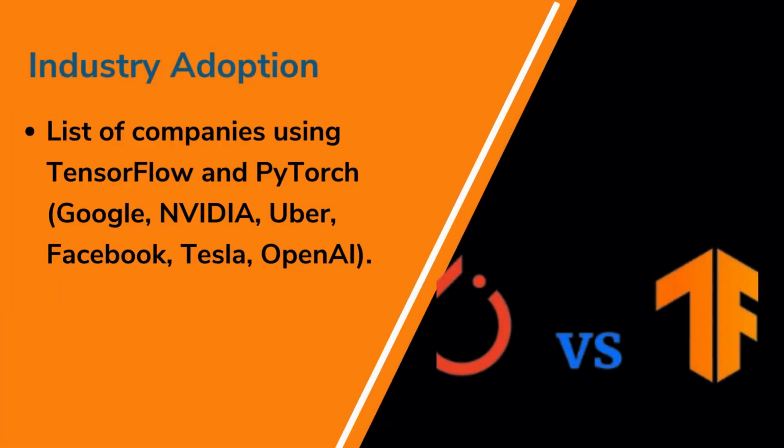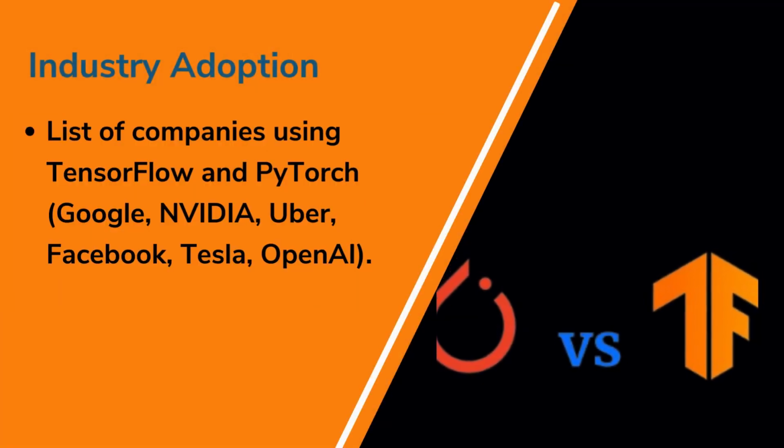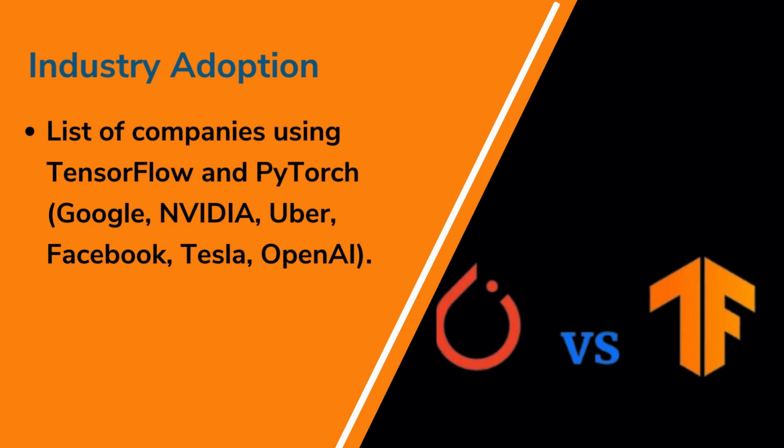Real-world application is still the deal. Google and NVIDIA are powered by TensorFlow, while Facebook, Tesla, and OpenAI run on PyTorch. Your decision might align with the industry giants you wanna stand with.